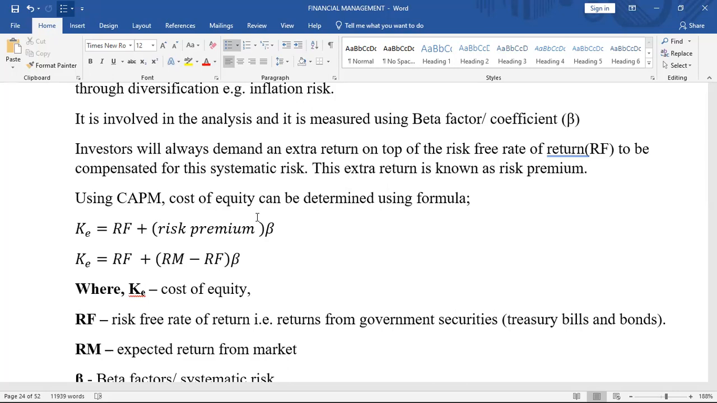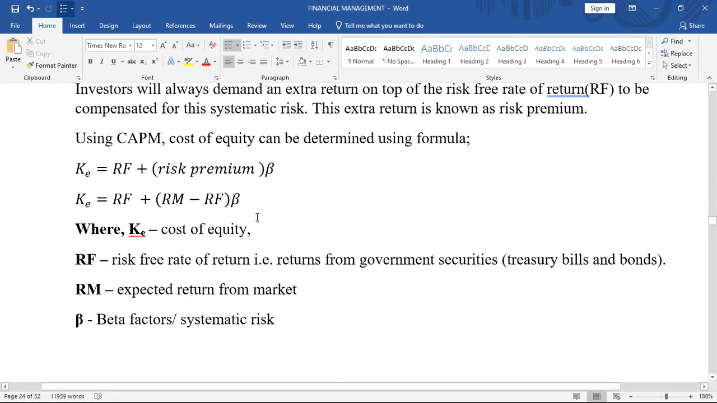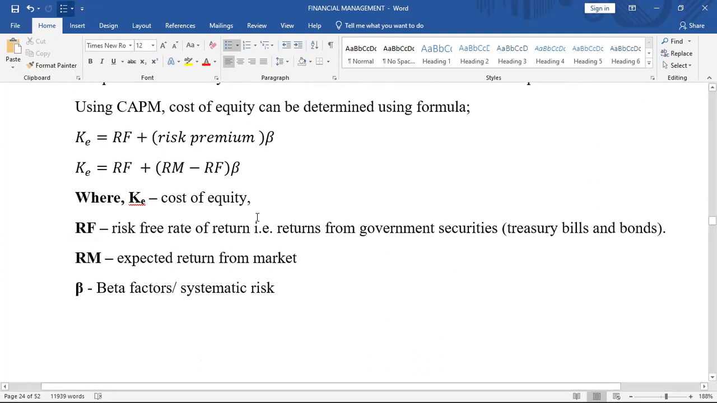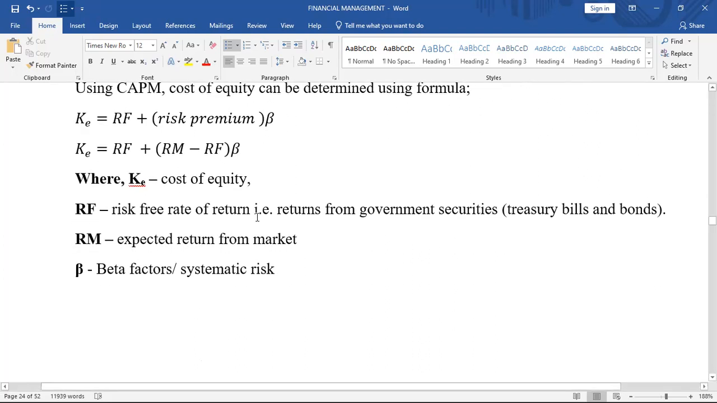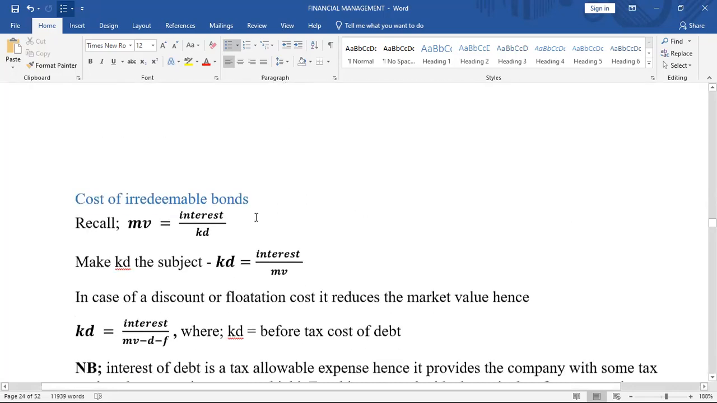So using CAPM, cost of equity can be determined using the formula: the cost of equity is equal to the risk-free rate of return plus the risk premium. The risk premium is where we normally take the expected return of the market minus the risk-free rate of return. Then we multiply by the beta coefficient, which is normally used to measure systematic risk.